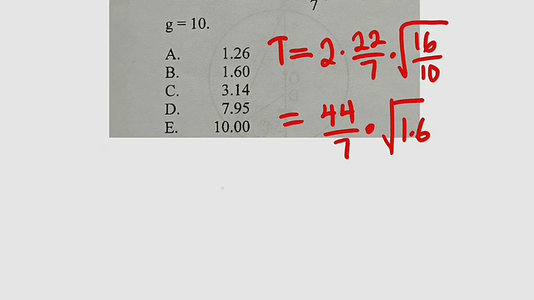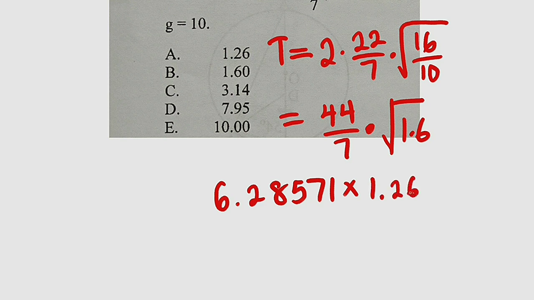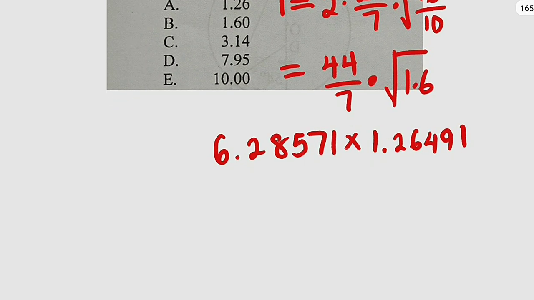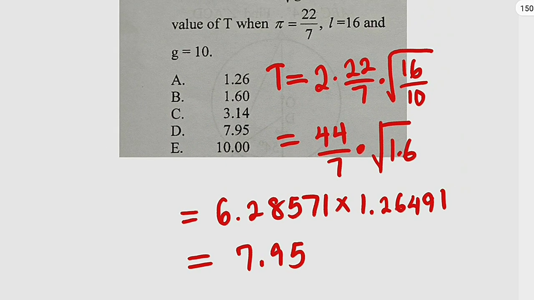44 divided by 7 is equal to 6.28571. Then you multiply that by the square root of 1.6, and the square root of 1.6 is equal to 1.26491. Then you multiply the result. This is equal to 7.95 in 2 decimal places, which is option D.